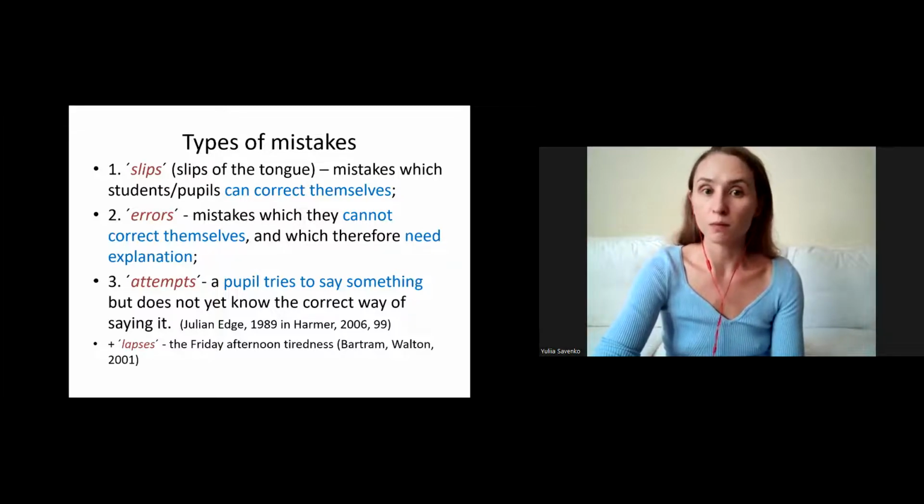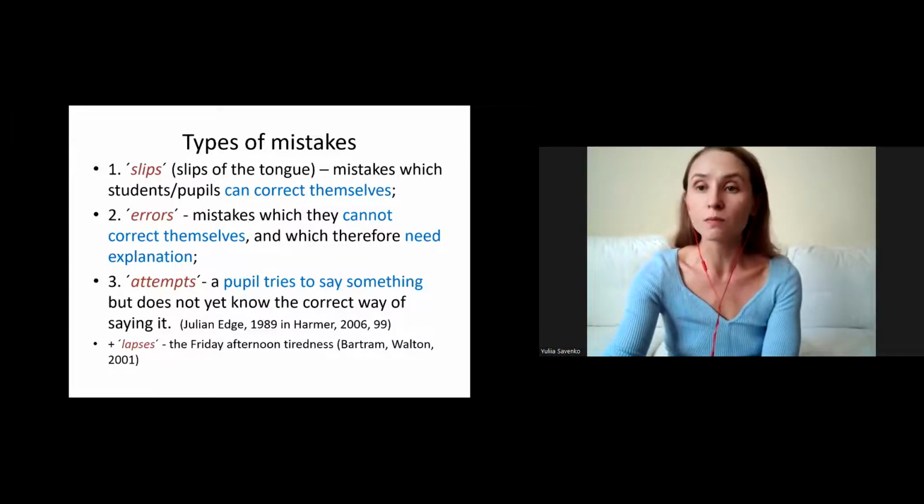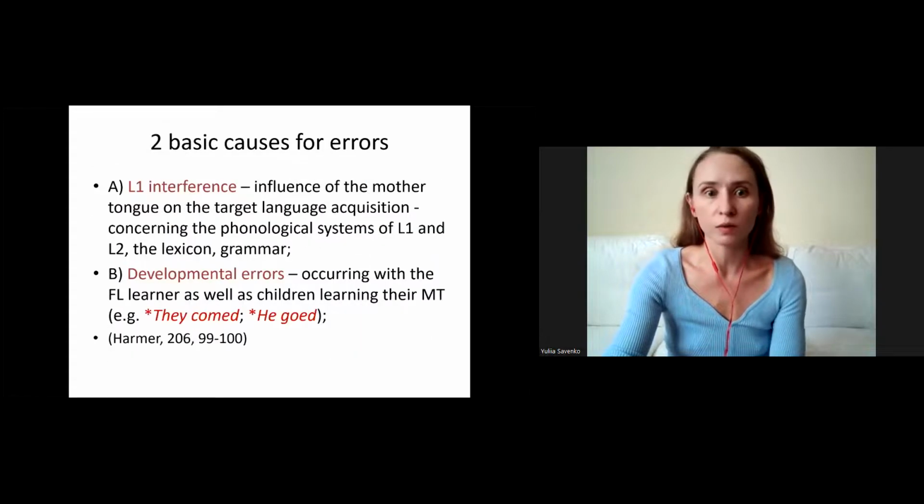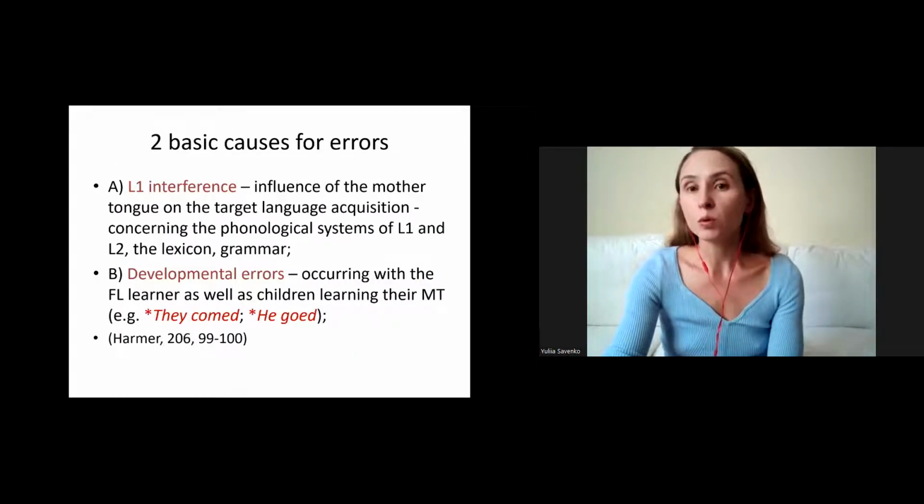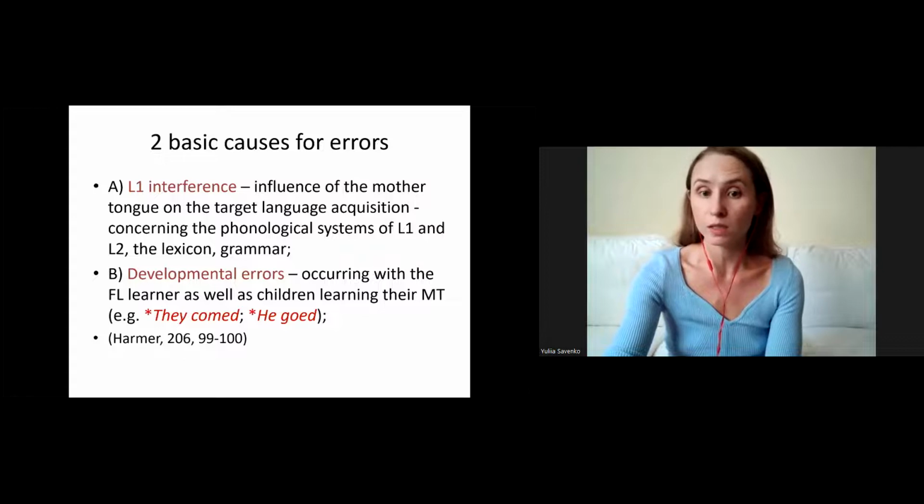There are different types of mistakes. Can be slips of the tongue, mistakes which students can correct themselves. Errors are mistakes which they cannot correct themselves, and sometimes they do not understand them. At times the pupil tries to say something but does not yet know the correct way of saying it. It also often happens when they try to express their thoughts. And the main causes of errors are the influence of their mother tongue, L1, and also playing with language or experimenting with language. For example, they say "goed" when they don't understand that they need to use irregular verbs.